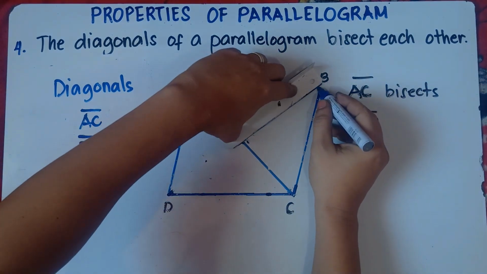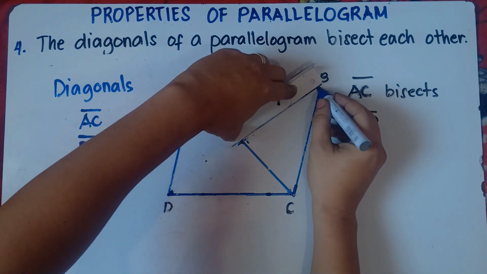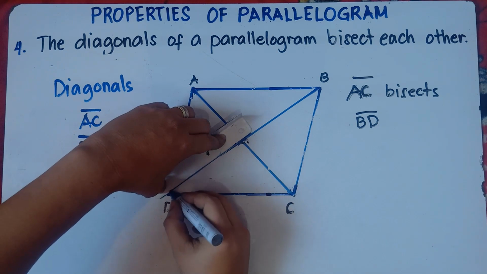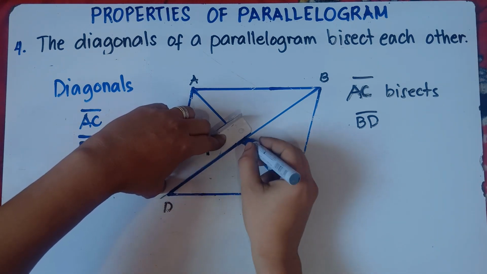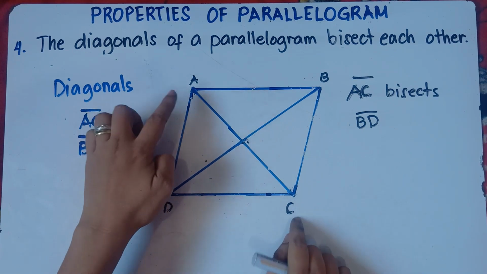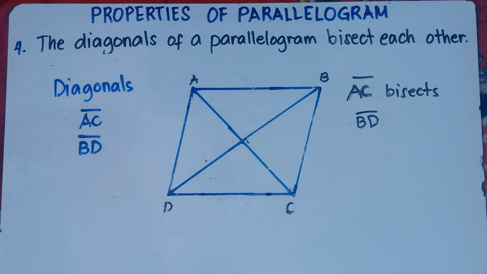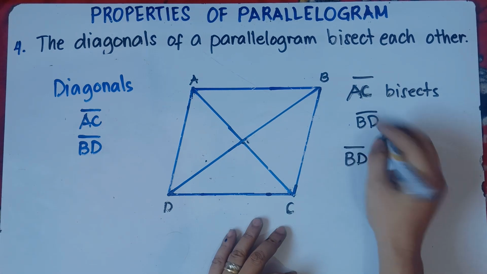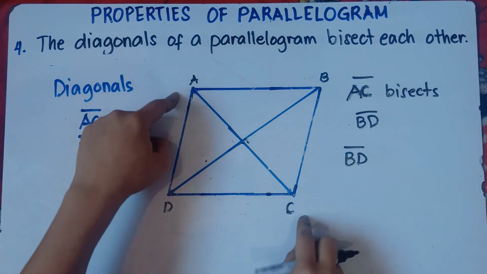So let's draw another line from B to D. Of course, if we draw another line from B to D, this is what we call a diagonal. We just bisect this line AC. We cut this AC into two equal parts. So we can say that line segment BD bisects this line AC.